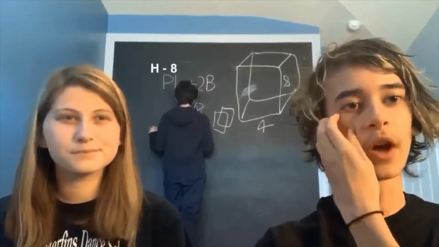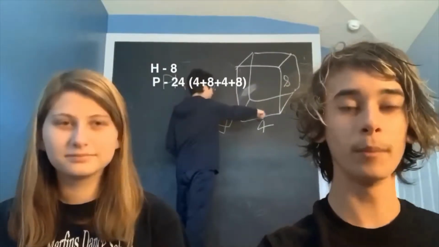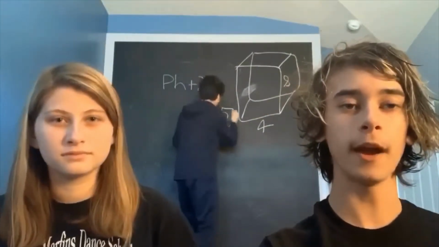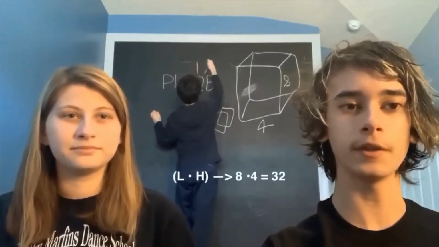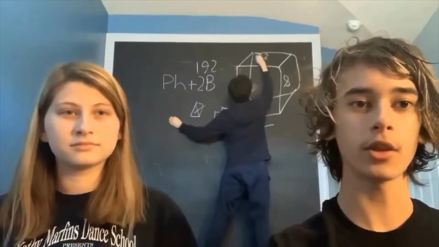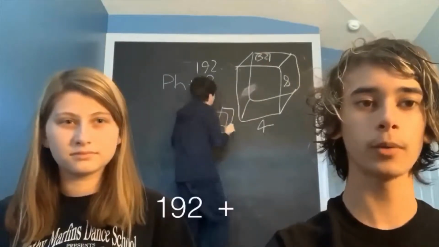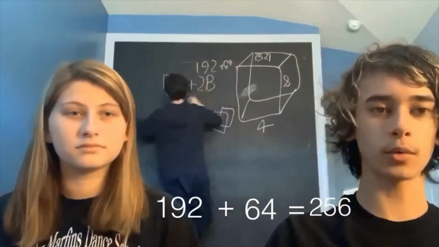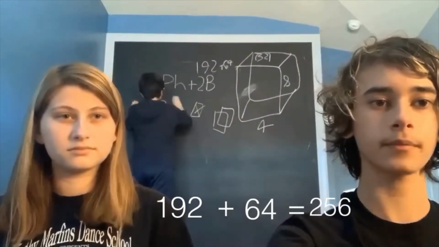Looking at this cube, we know the height is 8 and the perimeter is 24. We multiply the height by the perimeter and get 192. We then have to find the area of one base, which is 32. You then multiply the area and add it into the equation. You should get 192 plus 64, which equals 256 inches squared, or whatever your measurement is.